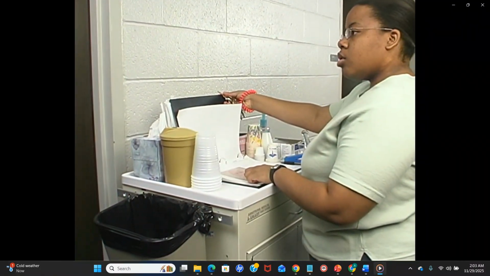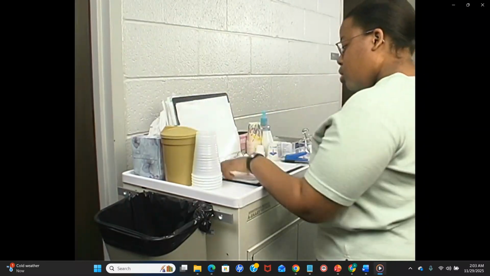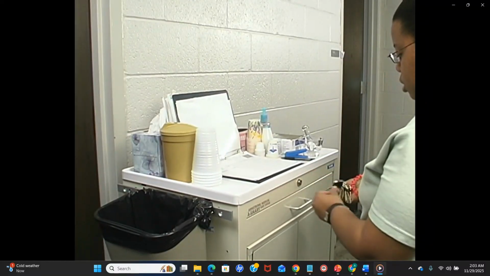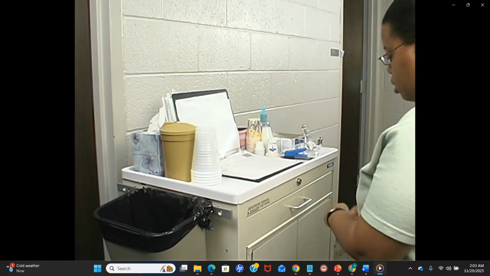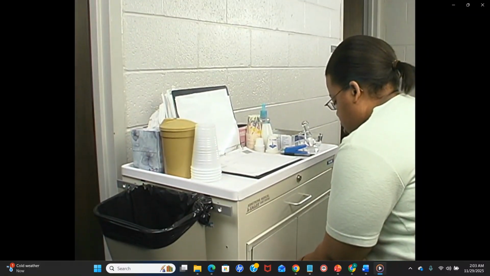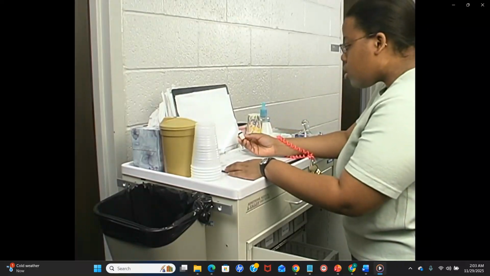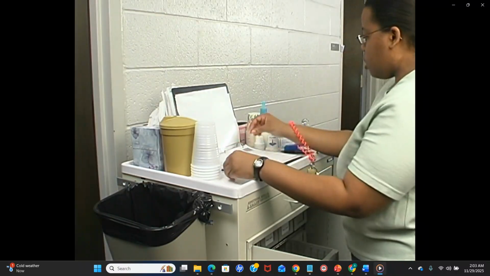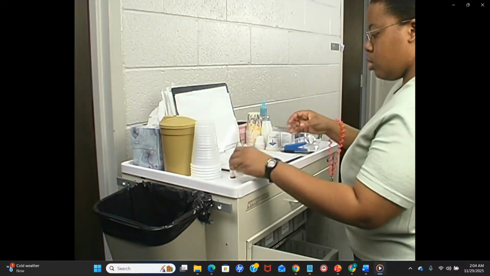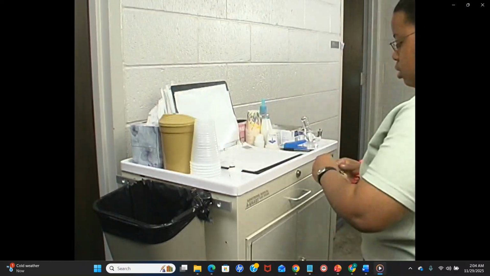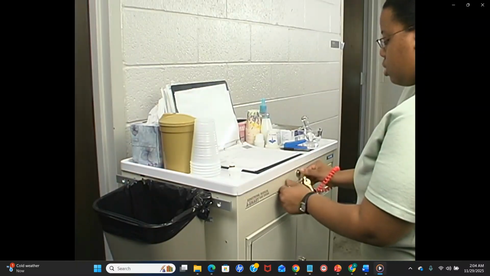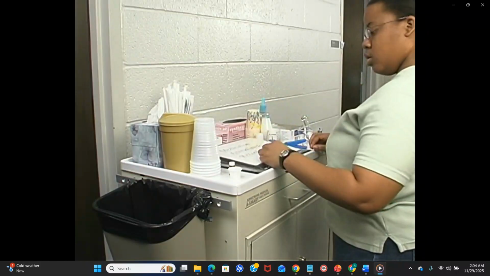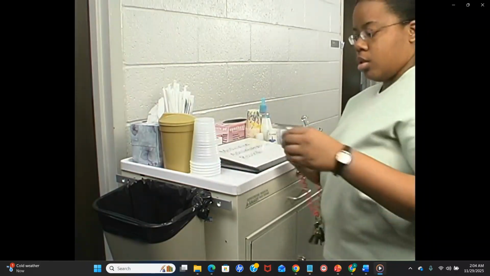Always identify that you have the right client. This time, the identification method used compares the picture on the MAR with the client. Always perform the 6 rites of medication administration. For some medications, you may need to take the bottle with you to the client's side.